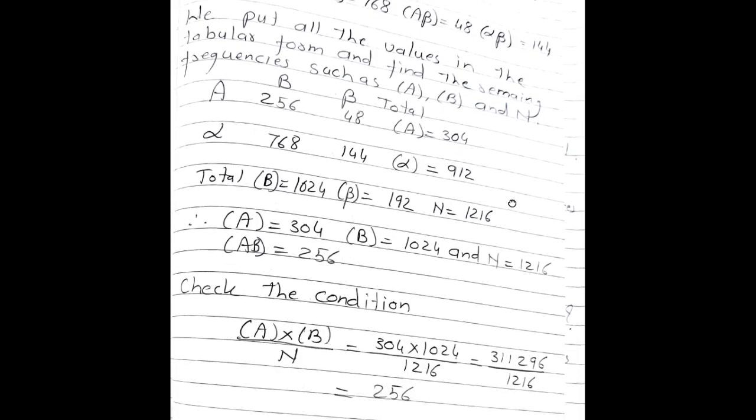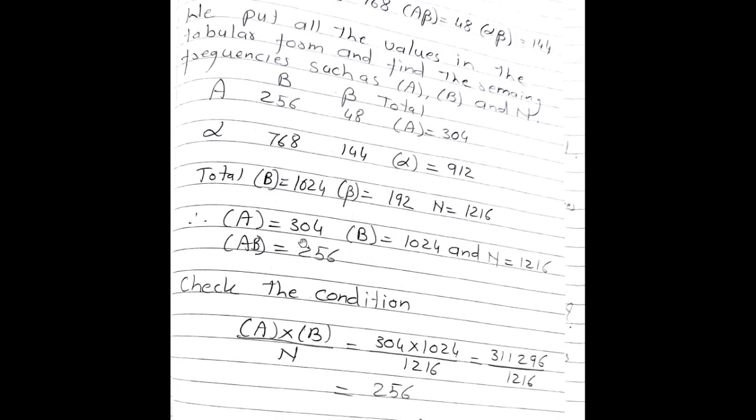And capital N is to be calculated. First of all, get the value of alpha: 768 plus 144 will give you 912. So 304 plus 912. Value of N is 1216. So frequency of A is 304. Frequency of B is 1024. And value of N is 1216. And value of AB is equal to 256.